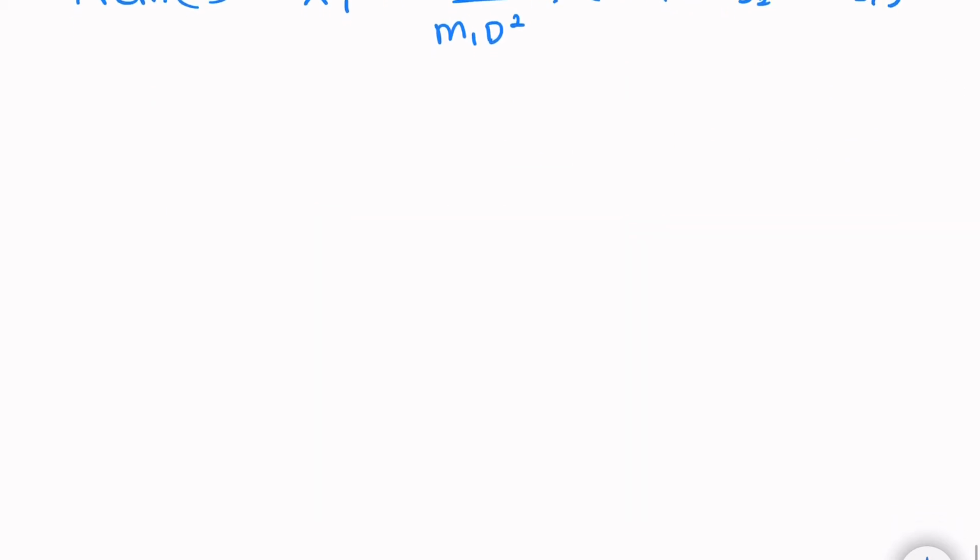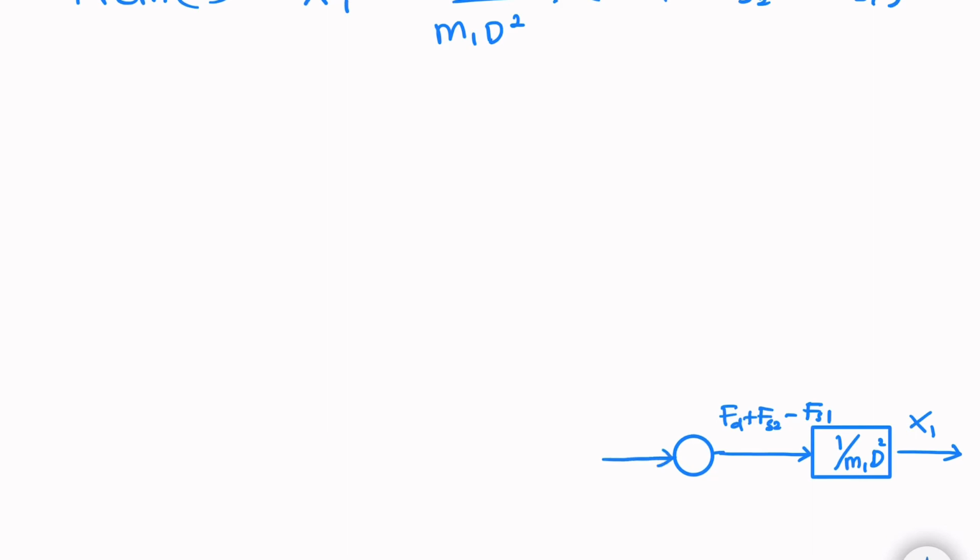From equation 1, x1 is equal to 1 over M1 d squared multiplied by (Fd plus Fs2 minus Fs1). So we draw the block diagram: x1, and in the block is 1 over M1 d squared, and the input is Fd plus Fs2 minus Fs1. Then we have a summation point with 3 input arrows. Let's consider this is Fd, this is Fs2, and this is Fs1.